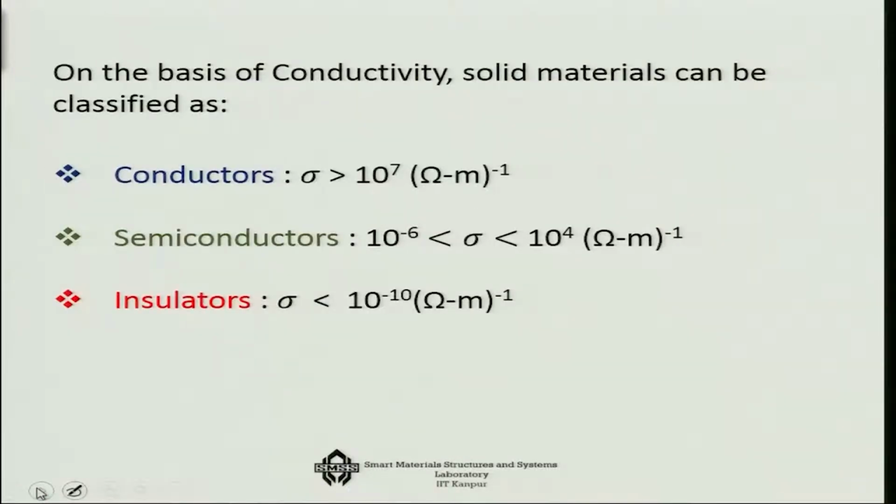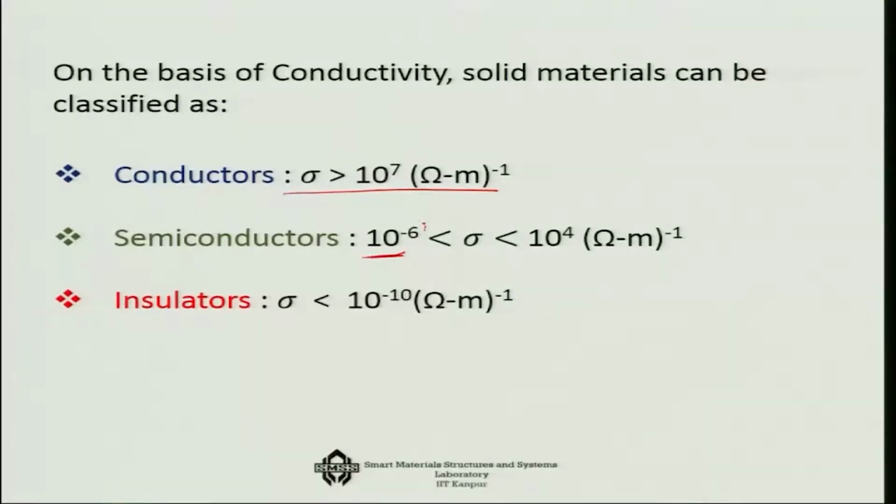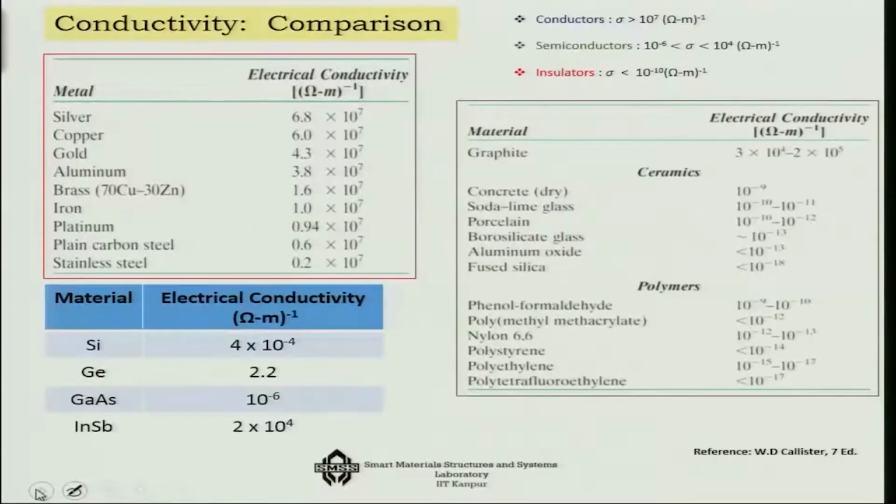Now, on the basis of this conductivity, solid materials can be classified into three parts: conductors, where the conductivity is greater than 10 to the power 7 per ohm meter; semiconductors, where it is in between 10 to the power minus 6 and 10 to the power 4 per ohm meter; and insulators, where it is less than 10 to the power minus 10 per ohm meter. So, let us look into each one of these now.